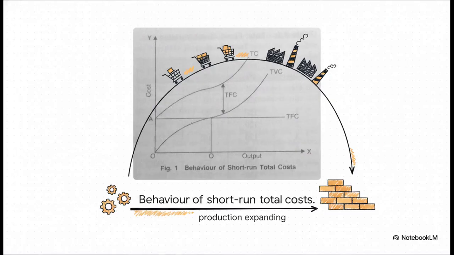Notice how the total fixed cost line at the bottom is completely flat. It never changes, whether you're making 1 unit or 1,000. But the total variable cost curve, that starts all the way down at zero because, hey, if you make nothing, you buy no materials. From there, it curves upward as your production expands.